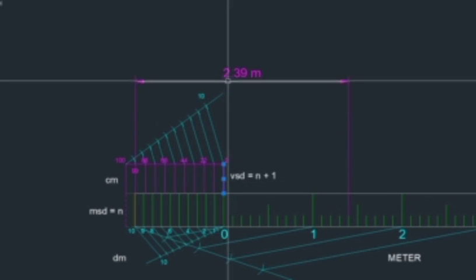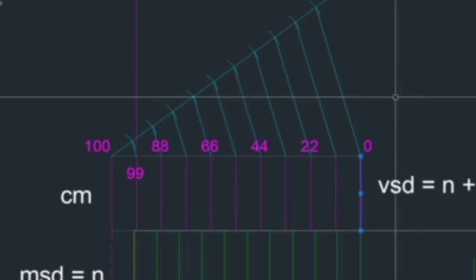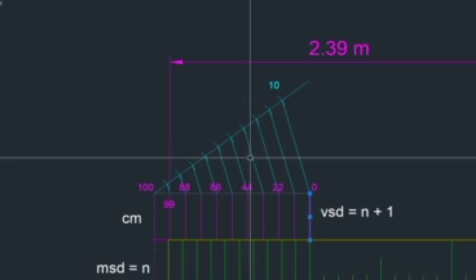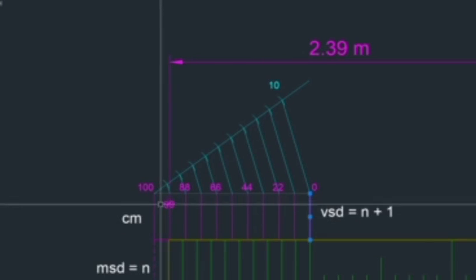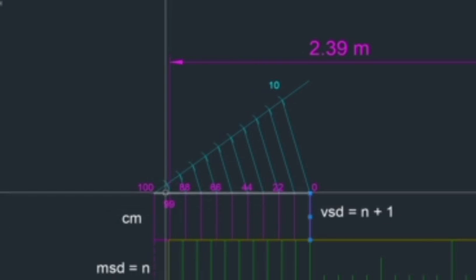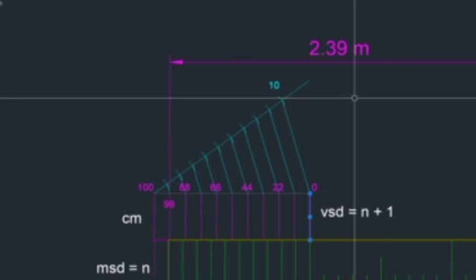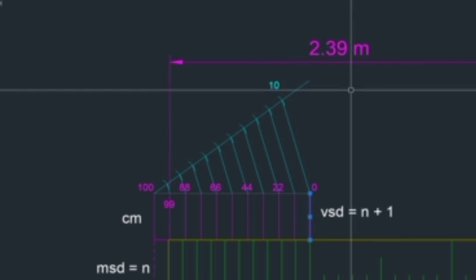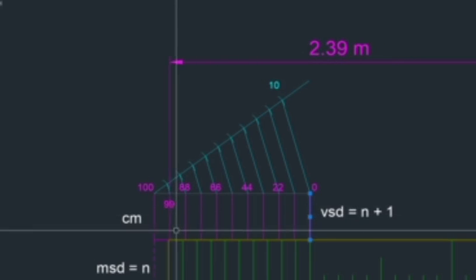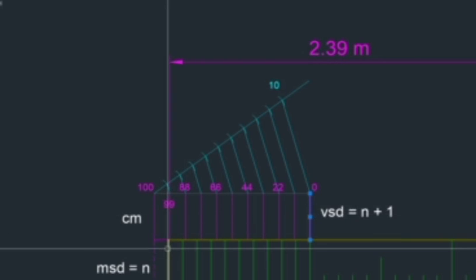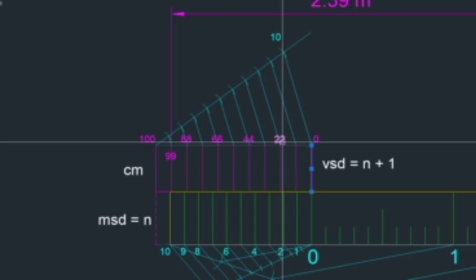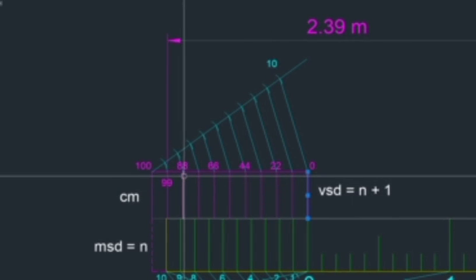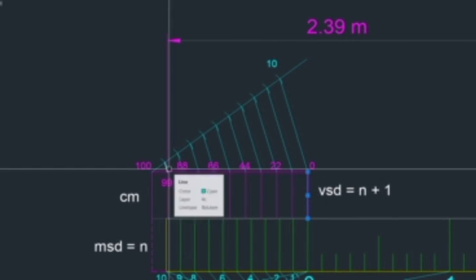So what you have to do is, where this 0.99 is occurring, you have to see here 0.99. This is nothing but 0.99. So you have to do 2.39 minus 0.99. This is 0.99 meters here, this line, because this is 1. Okay, 10, 11, 0.22, 0.33, 0.44, like that. So here it is coming 0.99.